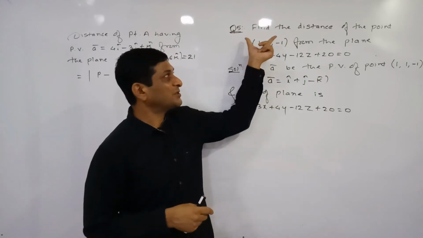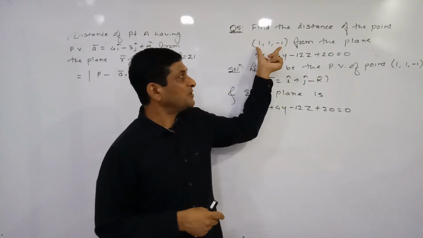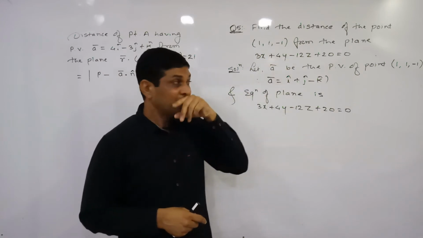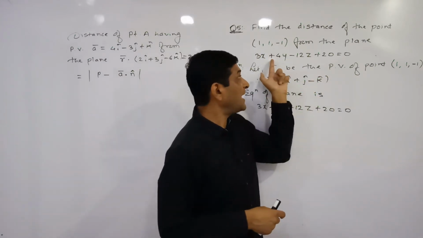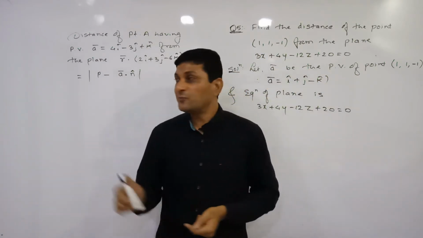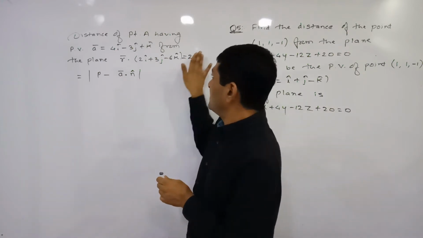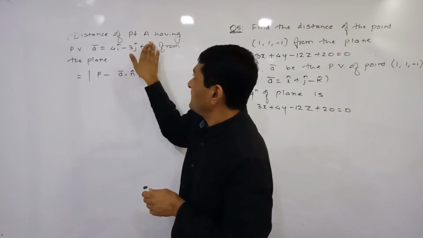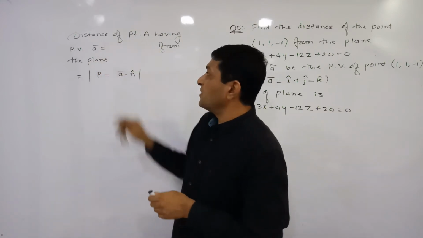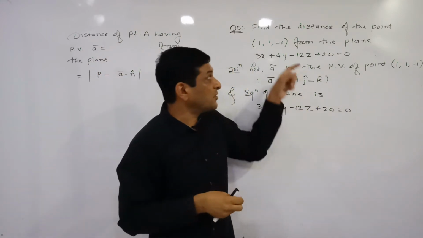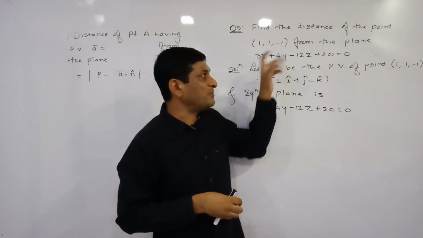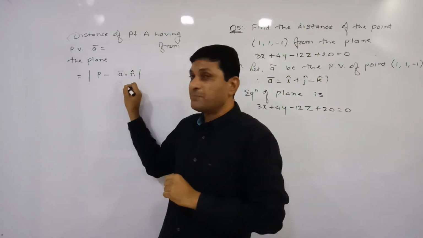Now see, in this question we have to find out the distance of this point from this plane. Okay, one point is given to us and one plane is given to us, and we have this formula to find out the distance of a point from the plane. Sorry, this is the last example. Okay, so we have to find out the distance of this point from this plane, and this formula is applicable.